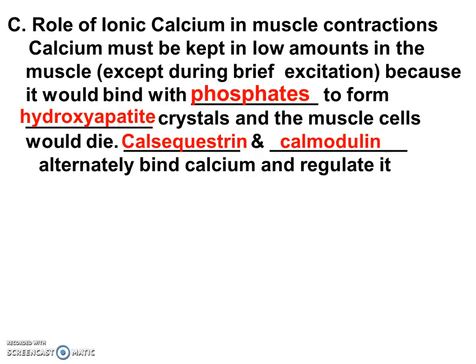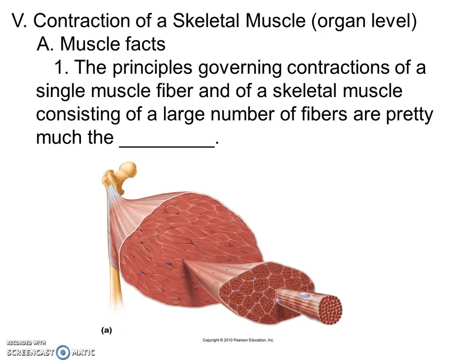If you sequester a jury, you keep the jury. So calsequestrin is keeping the calcium, and then calmodulin is moderating how much can be let loose. So maybe you'll remember those two names that way. So we've kind of looked at a microscopic level.